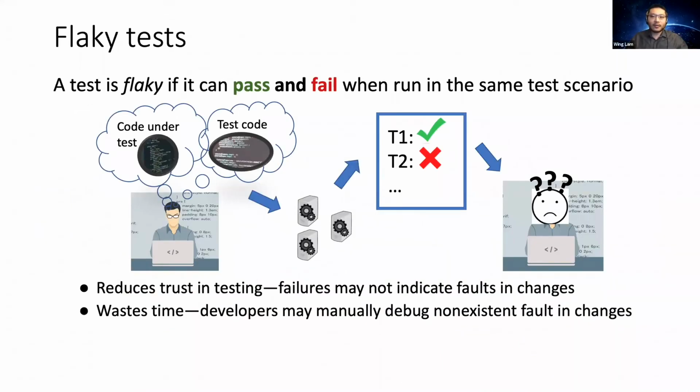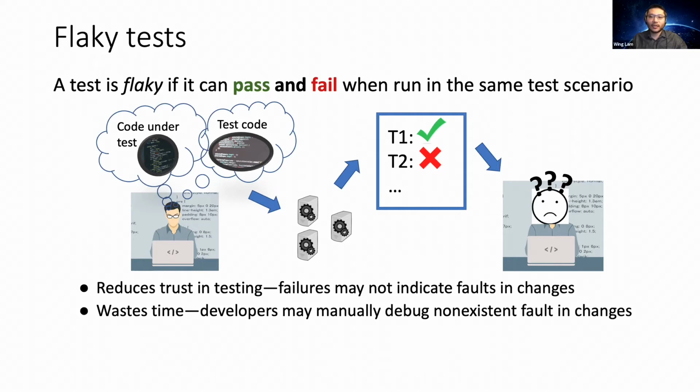So let's start by understanding what a flaky test is. A test is flaky if it can pass and fail when you run it in the same test scenario. Test scenario in this case being the code under test, the test code, and to the best of the developer's knowledge, the environment in which the tests are run.